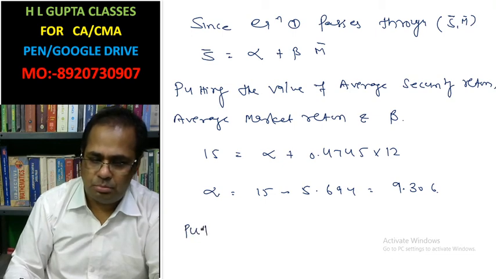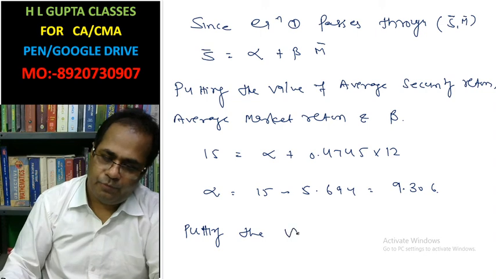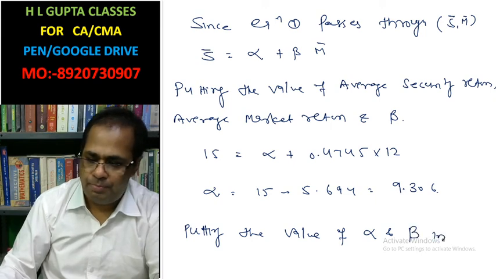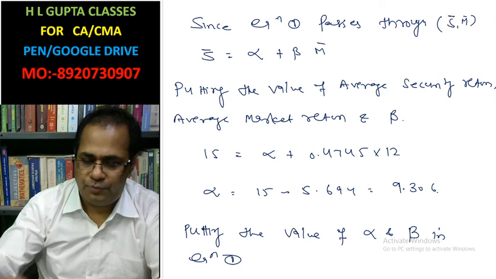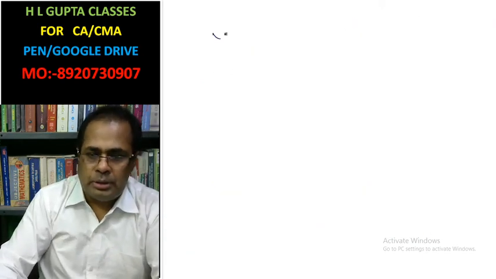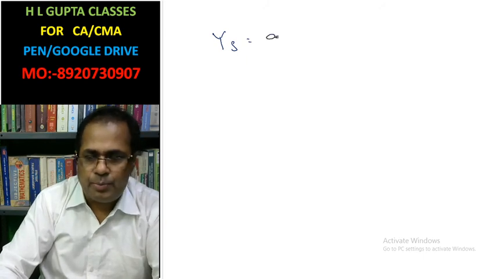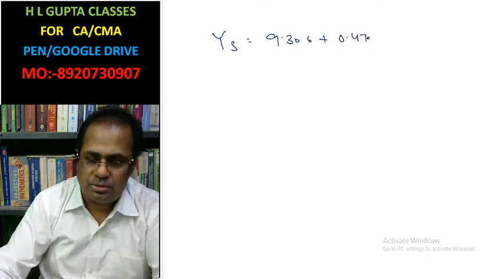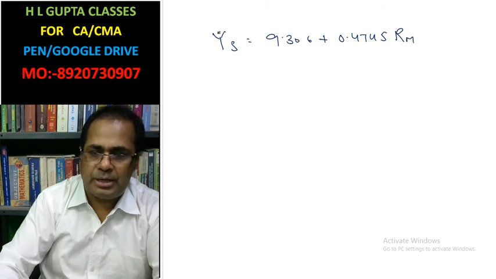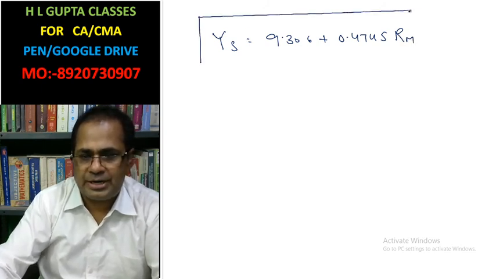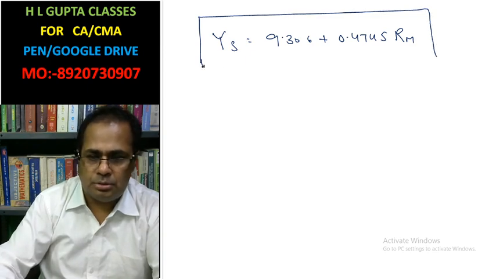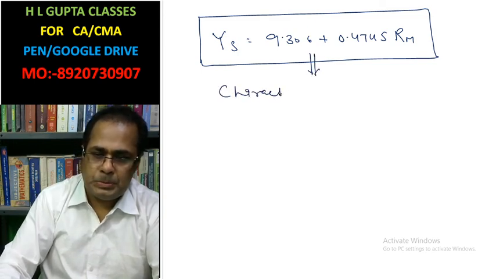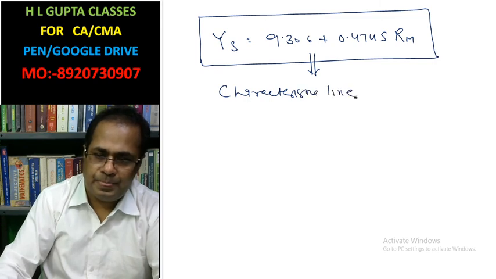Now putting the values of alpha and beta in equation first, the return of the security is 9.306 plus 0.4745 times return of market. This is your characteristic line.